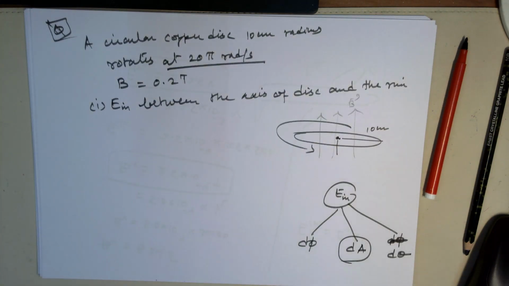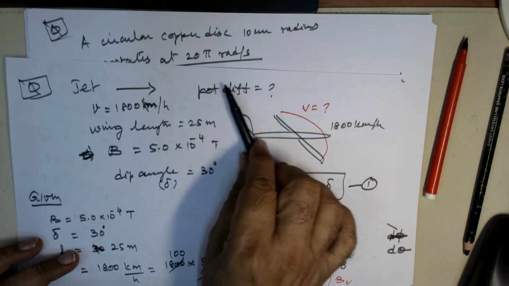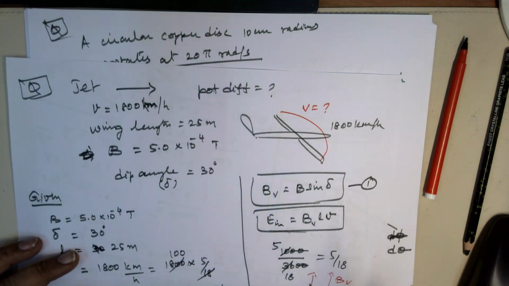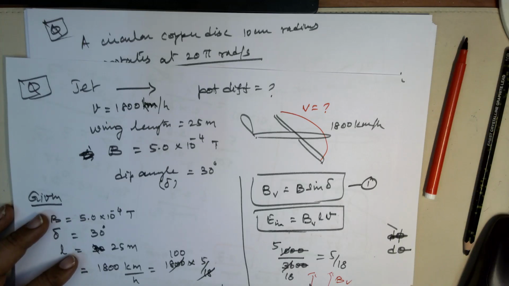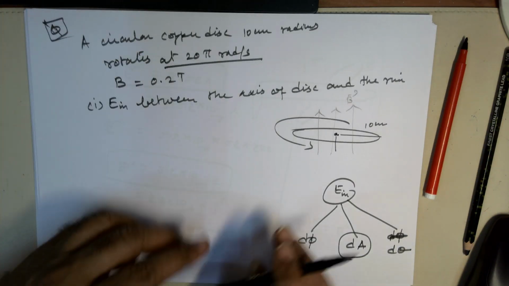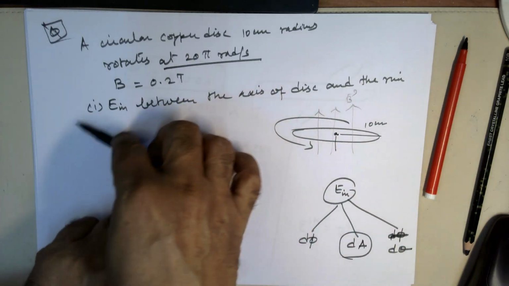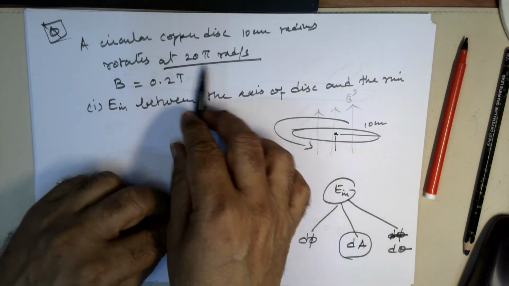In a similar fashion, we discussed the same concept in the aircraft problem. See that the wings are moving in this way, so they are crossing the magnetic field, and there arises a potential between these two wings. In a similar way, now it is a rotating copper plate. It is rotating like this.